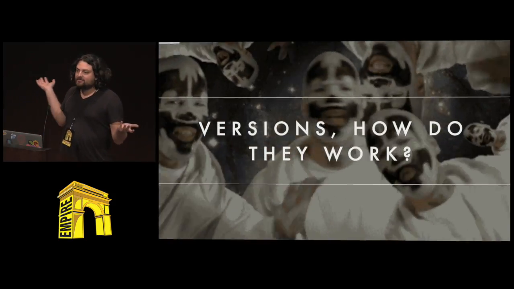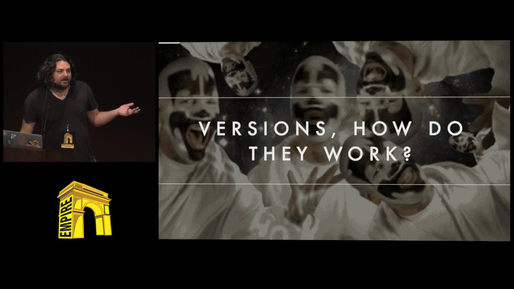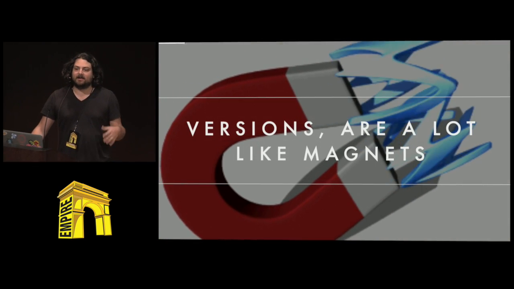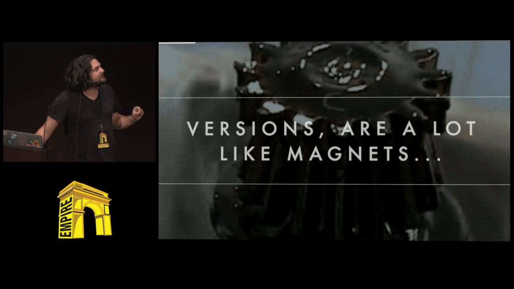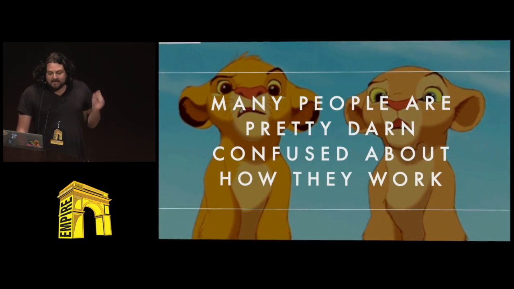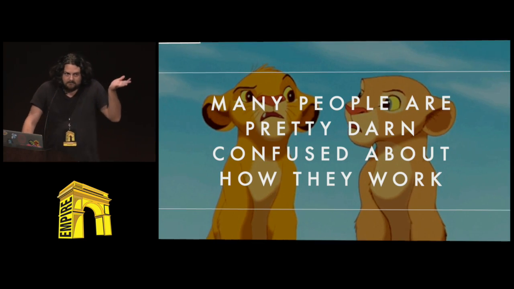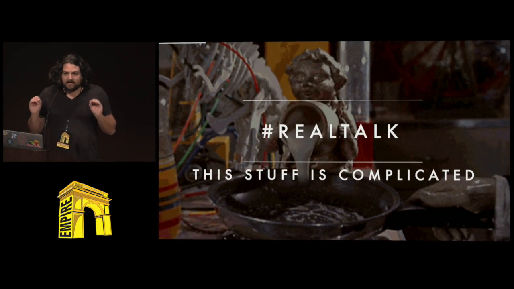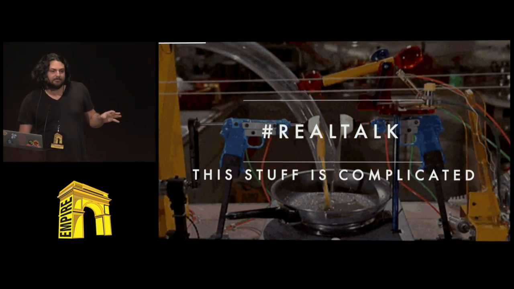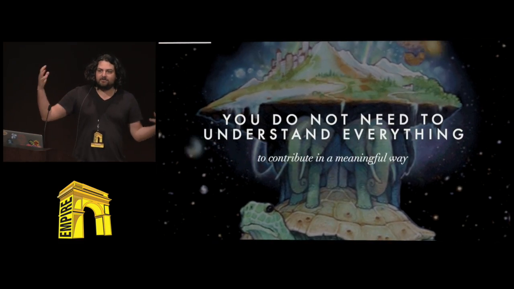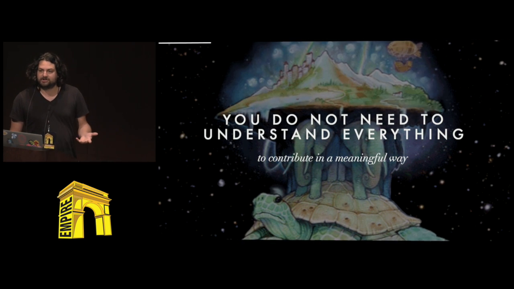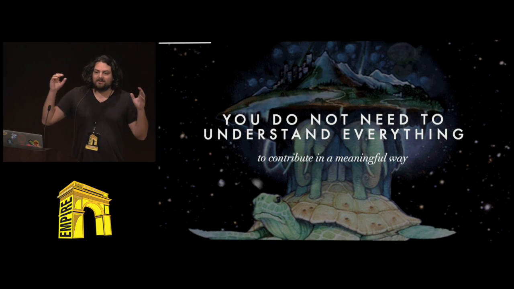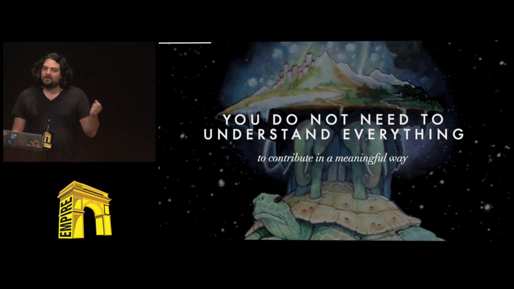But so the question: Node.js versions, how do they work? So it turns out that versions are quite a bit like magnets. But no, stick with me. Versions are a lot like magnets in that many people are pretty confused about how the heck they work. But so hashtag real talk, this stuff is complicated, don't be overwhelmed. One of the really cool things about these giant systems is that you don't actually need to know everything to make a meaningful contribution. And that's an important thing in software in general. Don't try to bog your head down with the whole system. You can just learn small parts.